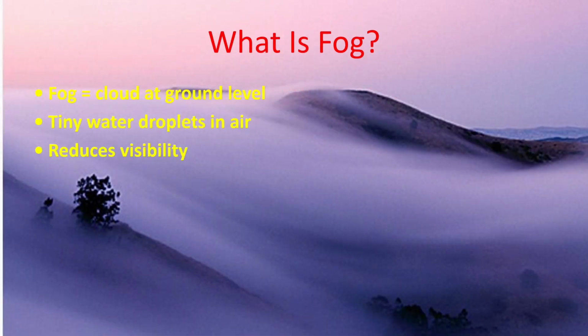Fog is essentially a cloud that forms right at the Earth's surface. Just like clouds in the sky, fog is made up of tiny water droplets suspended in the air. These droplets scatter light, making it difficult to see clearly, especially when fog becomes dense.